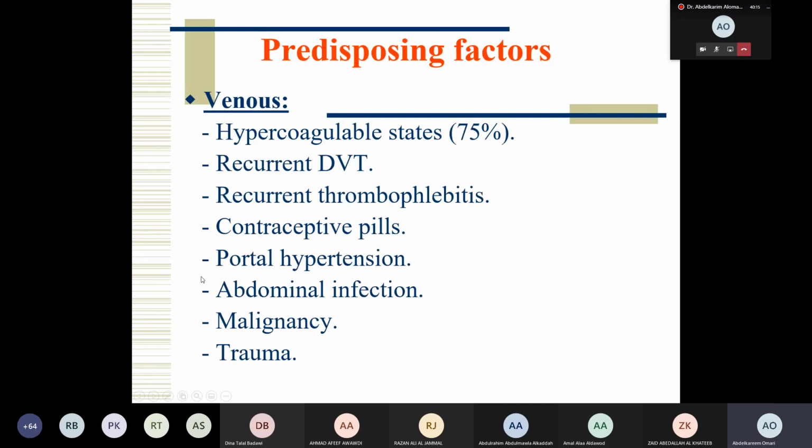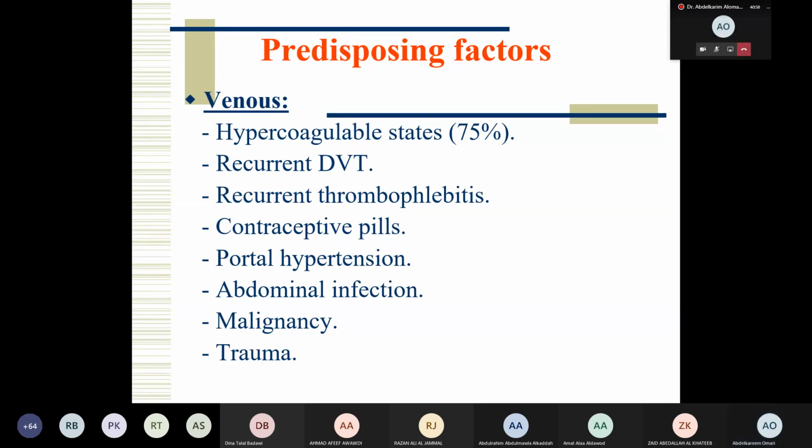Now, predisposing for the venous: hypercoagulable states. Recent DVT, recurrent thrombophlebitis, contraceptive pills, portal hypertension, abdominal infections, malignancies, traumas. These are all predisposing factors for the venous type.